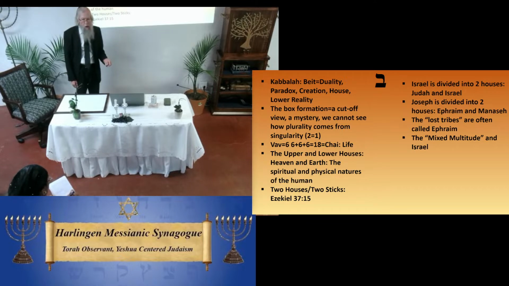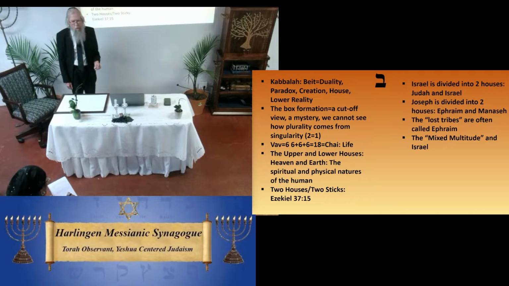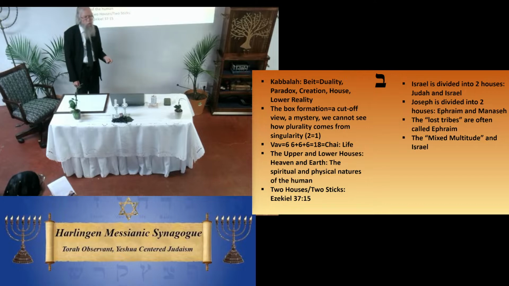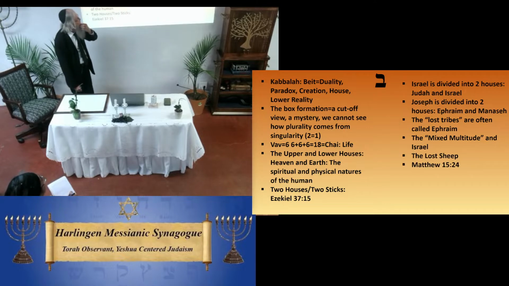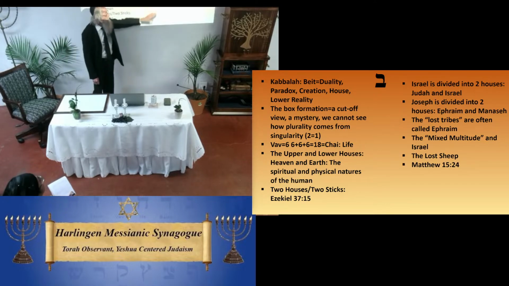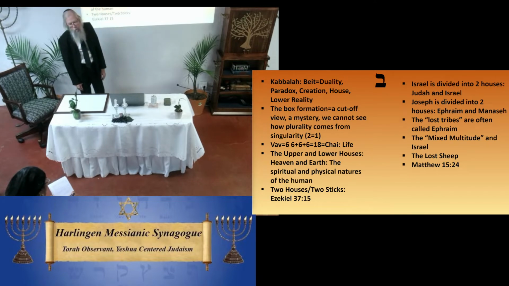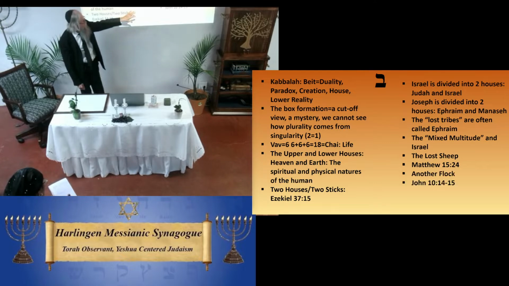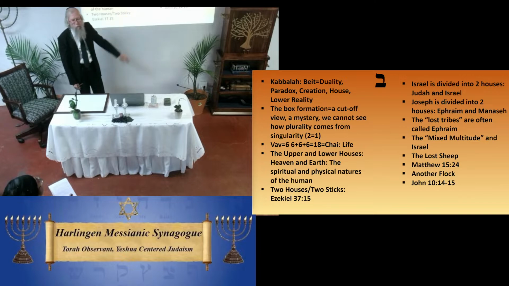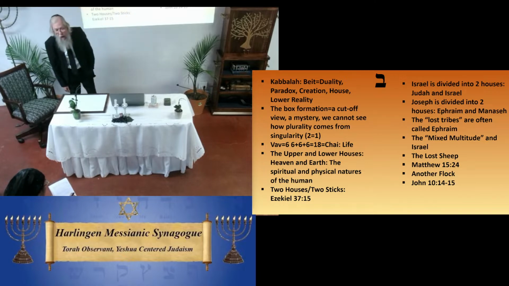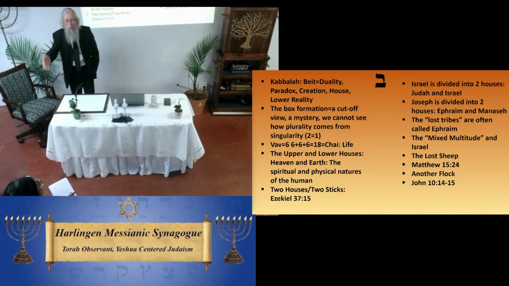So when John sees the people who are followers of Mashiach, he says that there are those from every tongue, tribe, and nation. The mixed multitude. The lost sheep, Yeshua speaks about in Matthew chapter 15, verse 24. Again, we don't have time today to go into all of this. He says that he has another flock in John 10, verse 14 and 15. He says he has another flock. They're not the only ones. There's another flock.